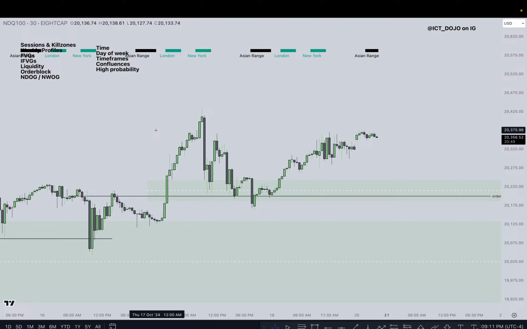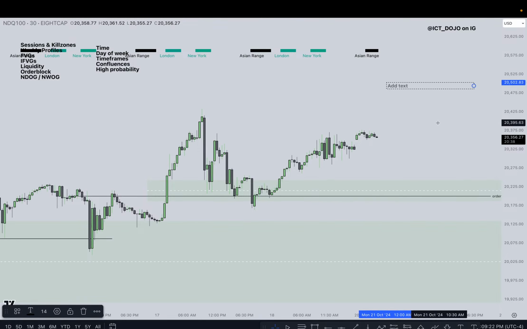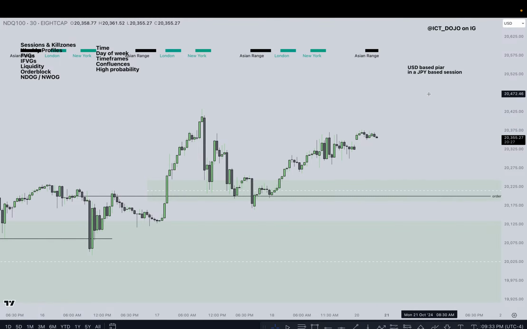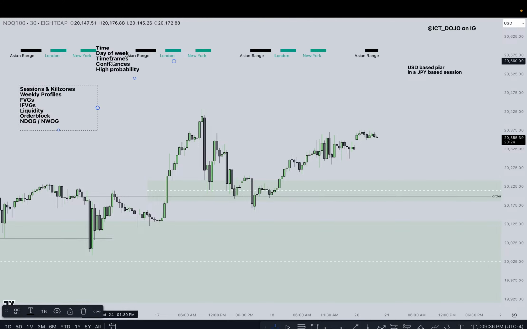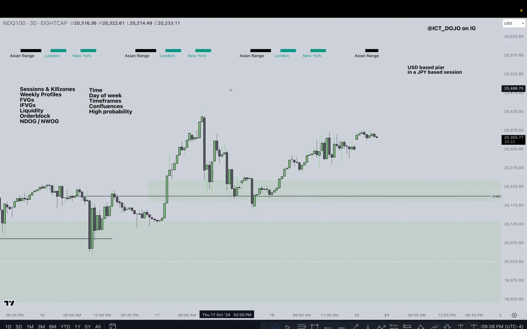So obviously this is the NASDAQ. So are we looking for a trade on the NASDAQ, which is a USD based pair, during Asia range? The answer to that question is no. That would be a low probability trade because you're trying to trade a USD based pair in a JPY based session. For gold, you can, and I actually love trading gold during Asia session. Why? Because gold is backed by the JPY currency. It's a safe haven asset, and the euro is backed by gold, JPY backed by gold, and USD backed by gold.